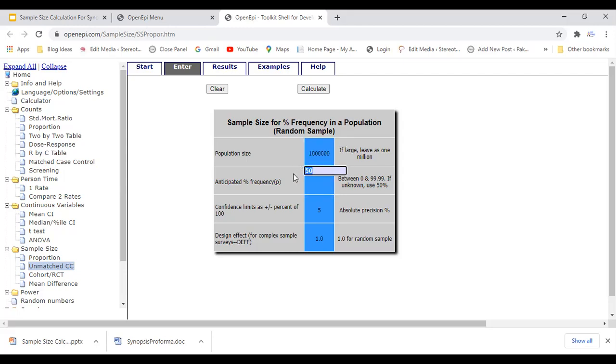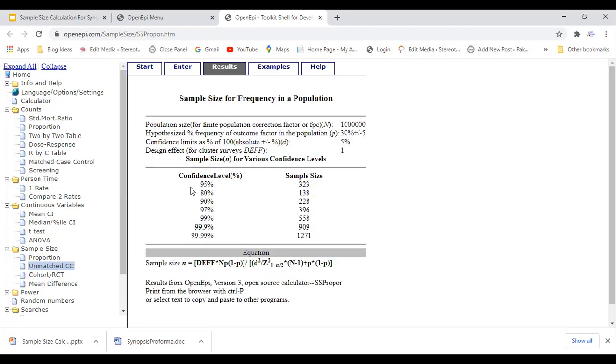Anticipated frequency of the disease, you can come up with this frequency value from literature. There is always published literature out there, so just go and find what is the prevalence of the disease and input that value here. Confidence interval is 0.5. For example, if I input the prevalence of that disease at 30%, let's say, and that is for random sample, because I'll be selecting sample randomly, and it is not consecutive sampling, it is randomized, so leave it at 1. Now calculate the sample size. Population with 95% confidence interval comes at 323.